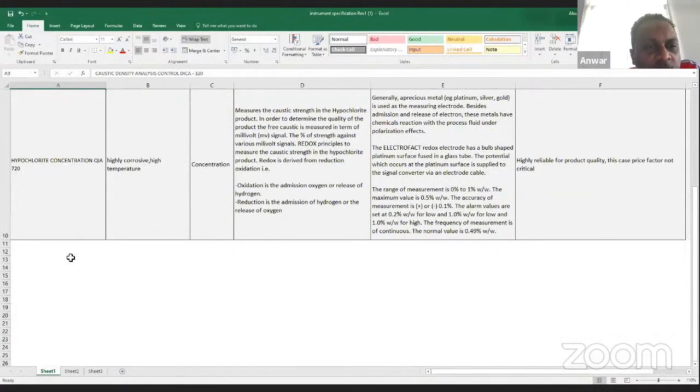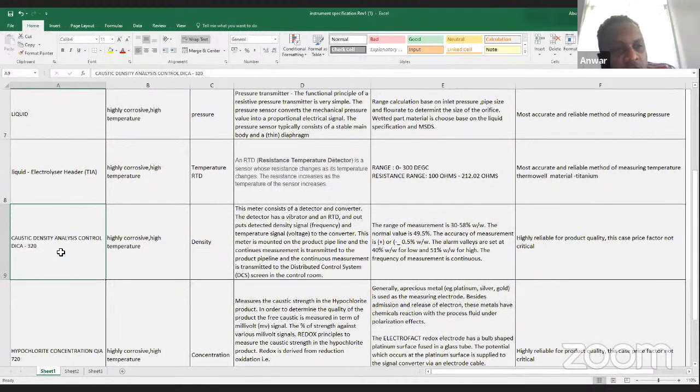Okay, so now I will share on the caustic density analysis control. Measuring the density of this product is very crucial. As I mentioned just now, when Prof. Idea asked what our criteria were, the objective of the measurement system, in this case is the density. So we sell this product based on density.